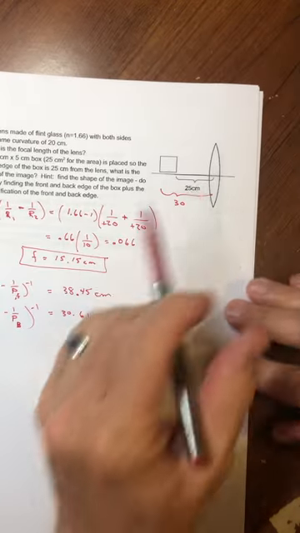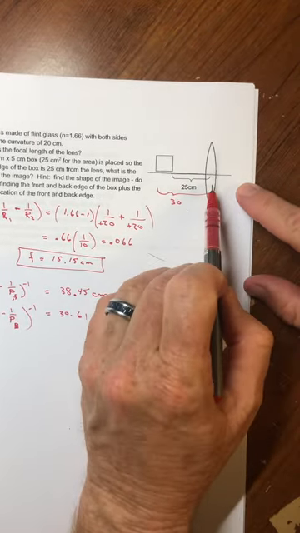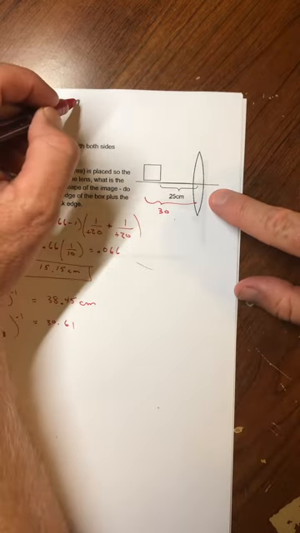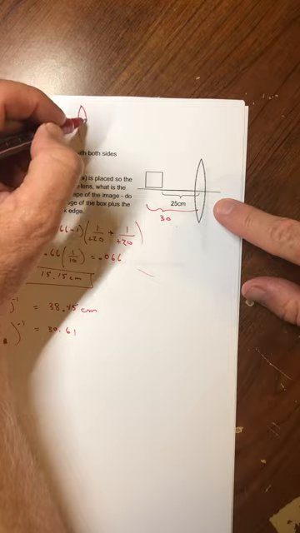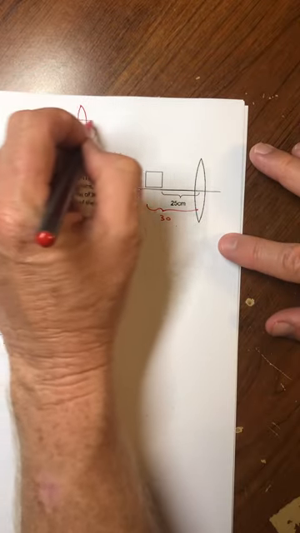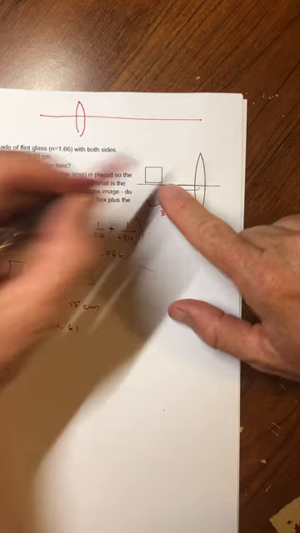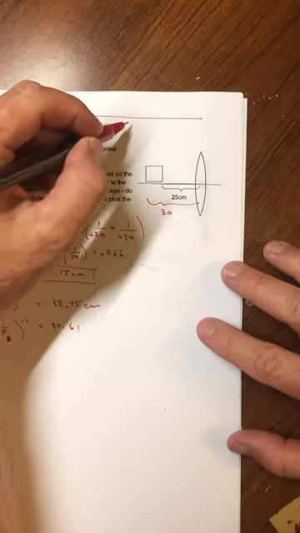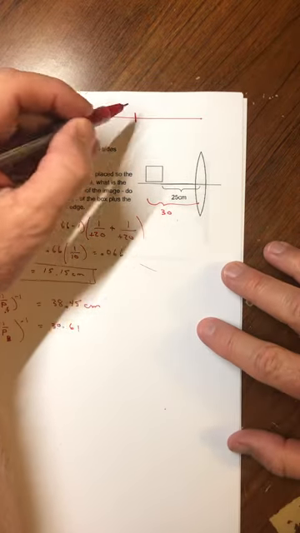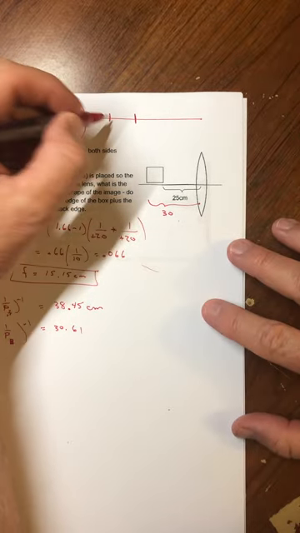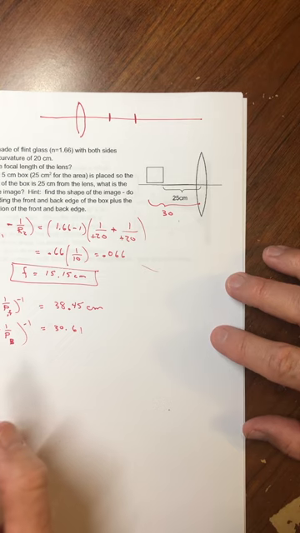Now, I can't really draw it because the edge of the paper is here, so I'm going to put it up here at the top. This is the lens. But it looks like it is saying the front of the box is somewhere at 38, so I'll put 38 right here. And the back of the box is somewhere at a 30.